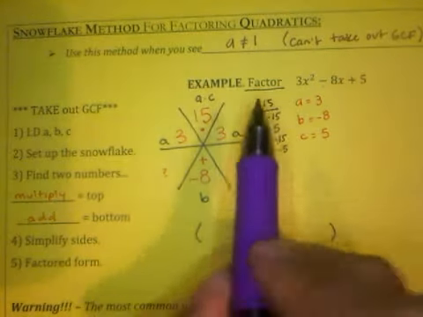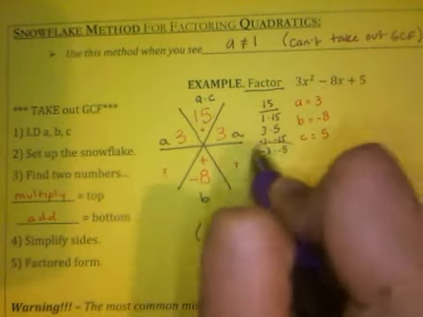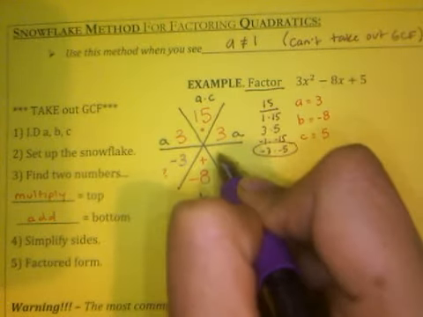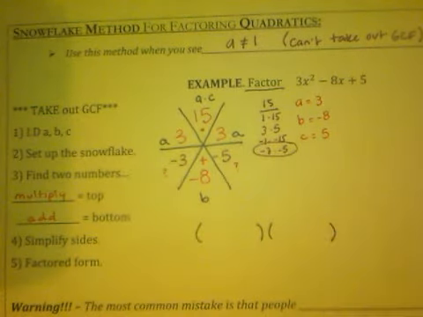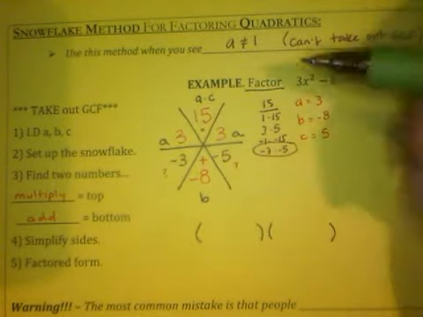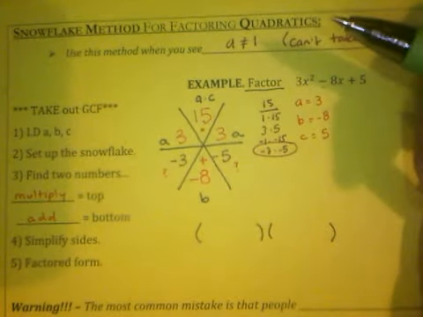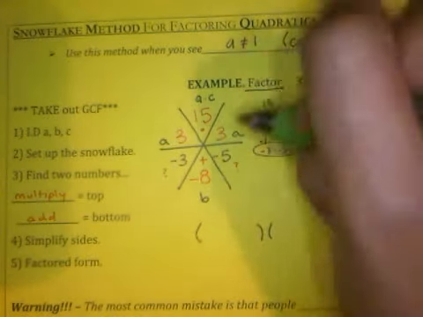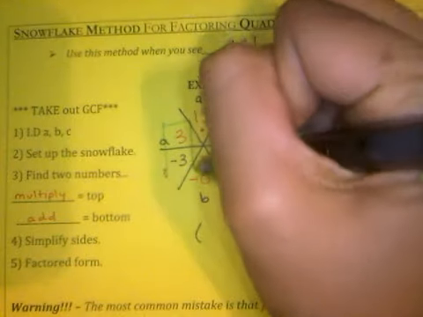In this case, the two numbers that multiply to +15 and add to -8 are -3 and -5. Those two numbers fill in these two blanks. Now, the beautiful thing about the snowflake is that this little trick or visual tool actually has given you your answer. You just need to know how to interpret them. The answers, which are really two binomials, come from the numbers on the sides of the snowflake. This side and this side.